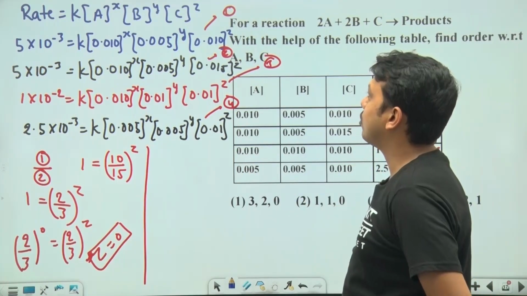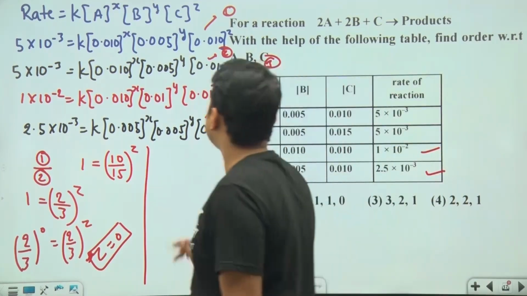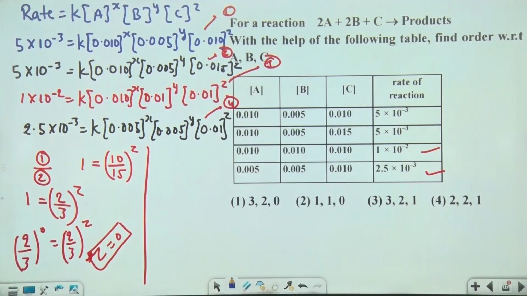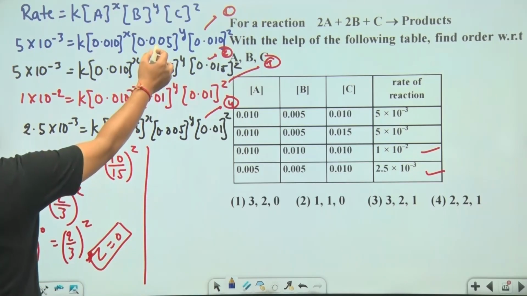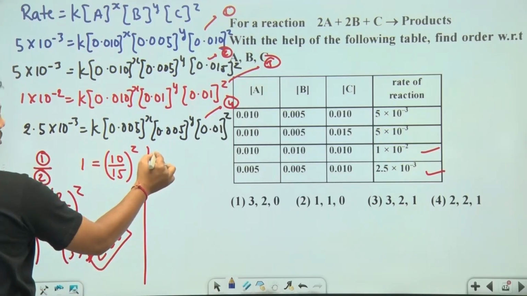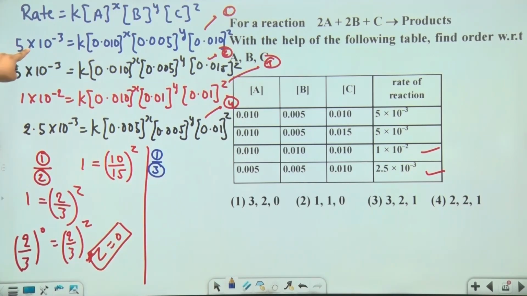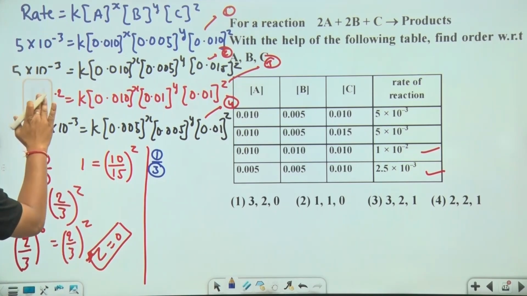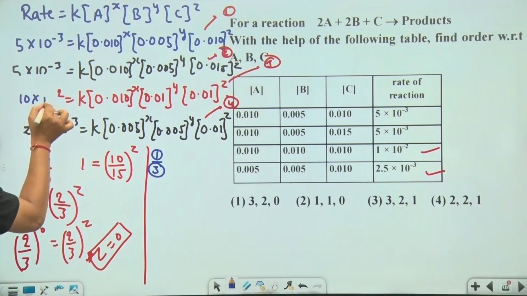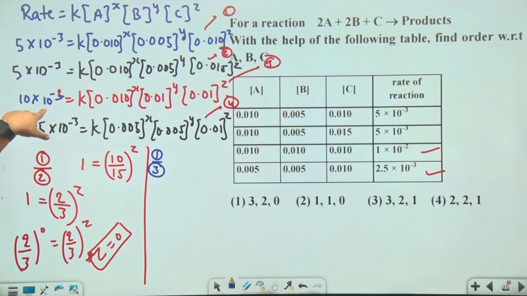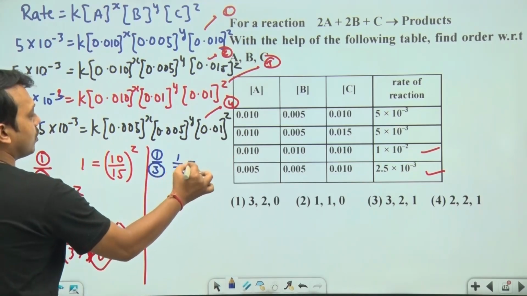For this we are going to divide the second and third, or we can also divide another pair. Let's take the first and the third. So first divided by third. Now here it is 5 into 10 raised to the power minus 3, and this can be written as 10 into 10 to the power minus 3 over 2. Clear? So it becomes 1 by 2. So this is 1 by 2 on the left hand side.